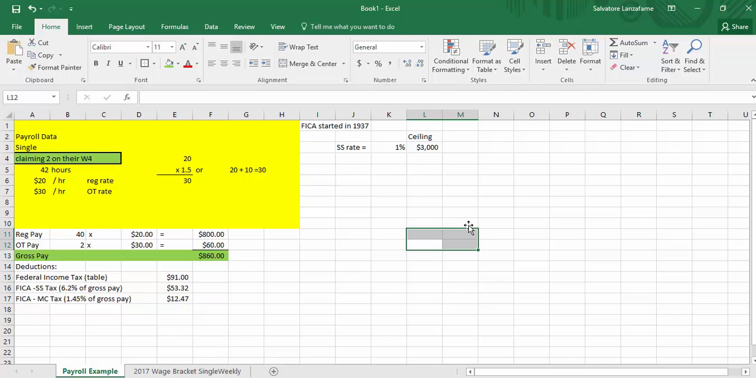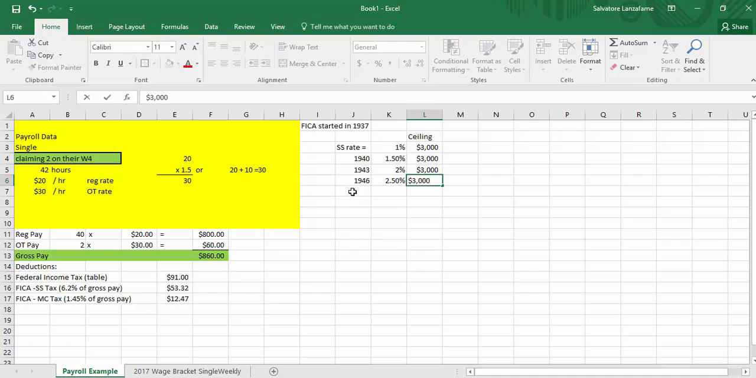So if I were to go through and do some calculations here, 1.5% on the first $3,000. Then this was in 1940. In 1943, it was supposed to go to 2%, again on the first $3,000. By 1946, it was supposed to be 2.5% on the first $3,000. And by 1949, it was supposed to cap at 3%, again, based on the first $3,000 earned by the employee.